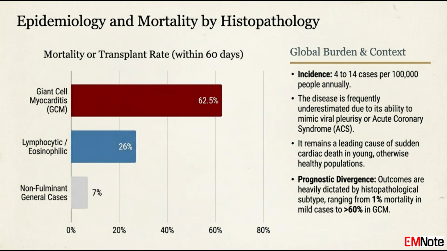Okay, let's look at that giant cell again. 62.5% mortality or transplant in 60 days. Yes. That implies a very, very narrow window for diagnosis. You can't just wait and see. You cannot wait for natural recovery. You have to biopsy. You have to treat aggressively with immunosuppression. If you miss that biopsy window, the patient likely dies.